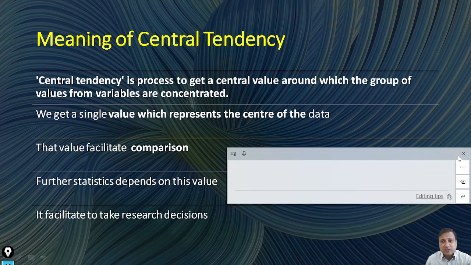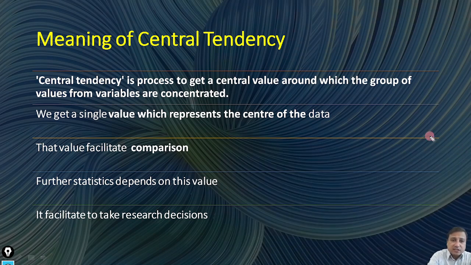What is central tendency? Central tendency is a process to get a central value around which the group of values from variables are concentrated. What does that mean? When we collect data, as we all know, we have different variables, say variable 1, variable 2, and so on and so forth. In each variable, we have different values, different responses.